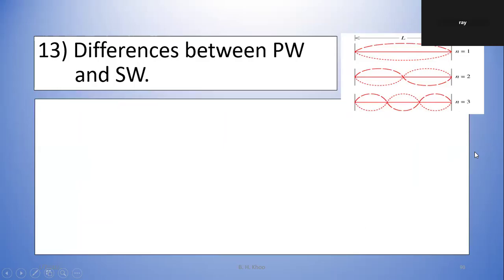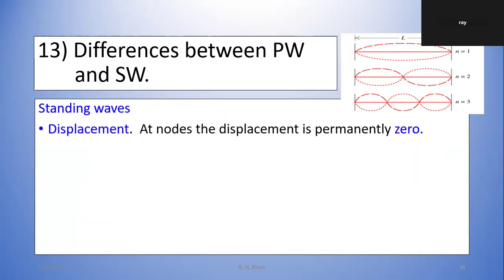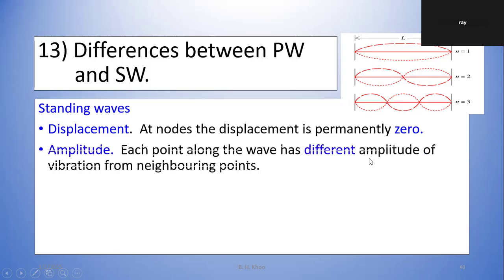Okay, differences between progressive wave and standing wave. Standing wave, displacement at nodes. At the nodes, the displacement is permanently zero. That's the node there, permanently zero, it doesn't vibrate at all. Same here, node permanently zero.